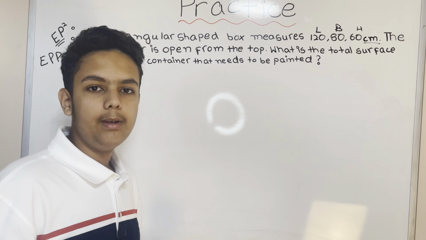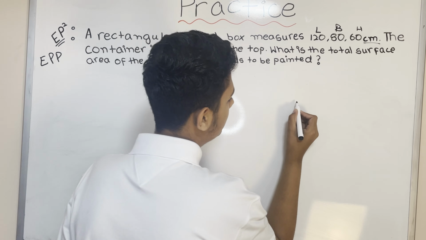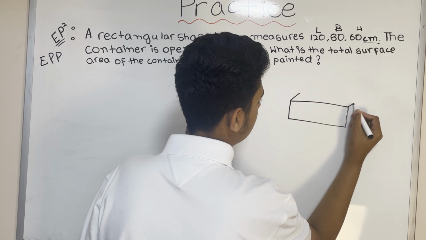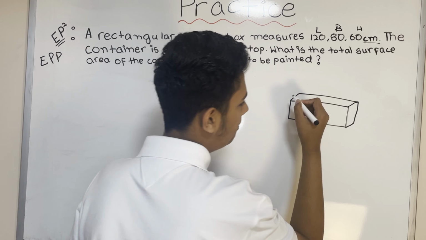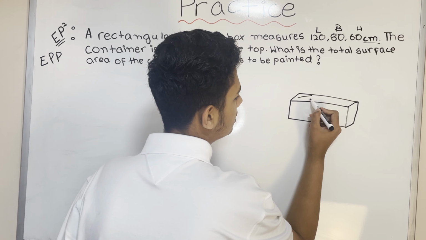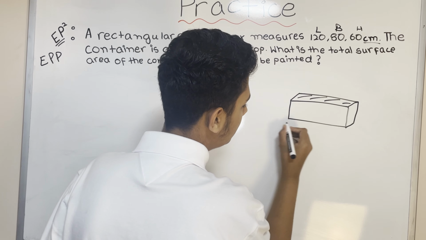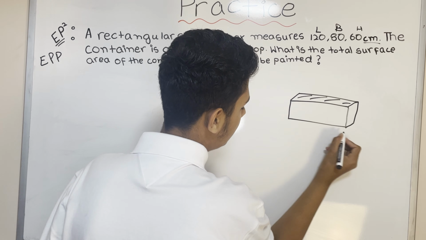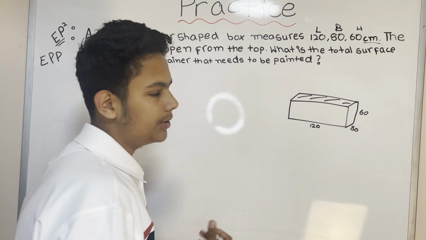Now let's first make the shape so that we can visualize it better. So if you have a cuboid here, this is how a cuboid would look. I'm just making it with the top part, and we can just take out that the top part is not here, and our measures are, our length is 120, our breadth is 80, and our height is 60. So now we know the measures.